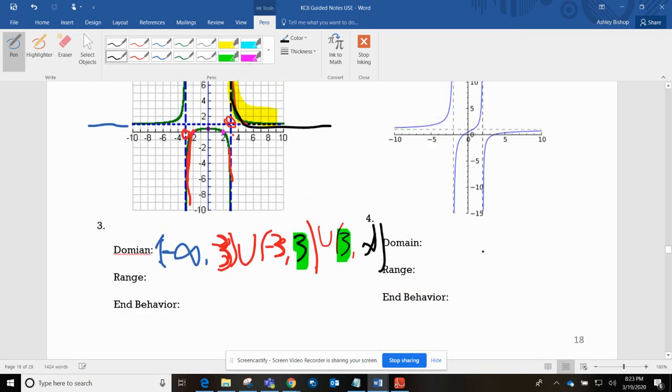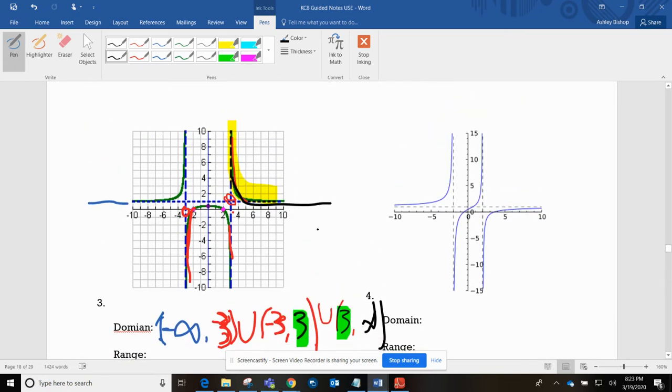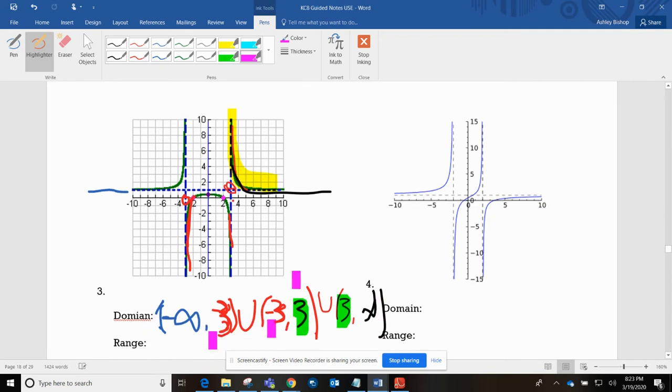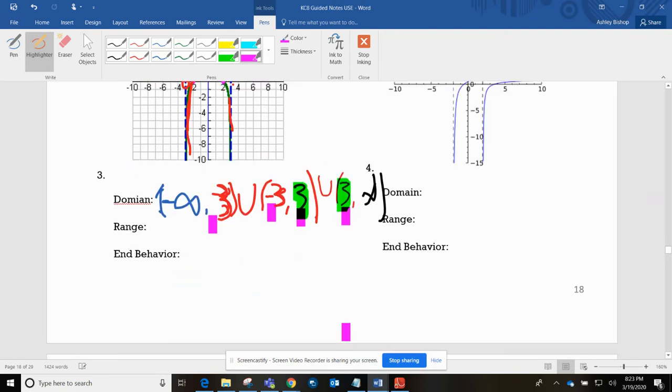We want to do that in order, because doing it in order means that there are no jumps. So I've got negative infinity to negative 3. Then I stop at negative 3, and then I start again at negative 3. Then this middle function ends at positive 3, and then I start again at positive 3.